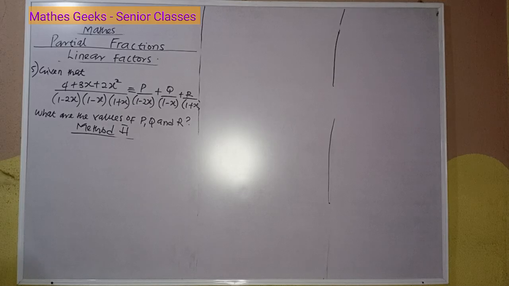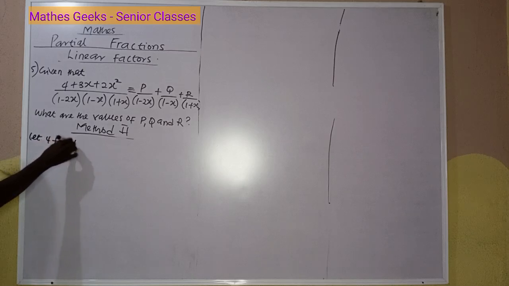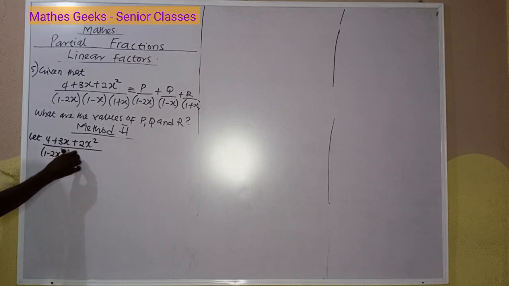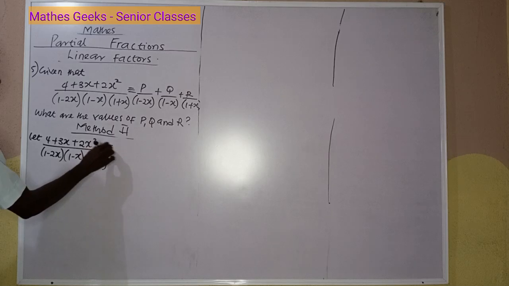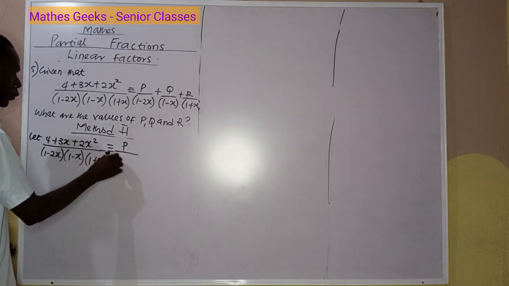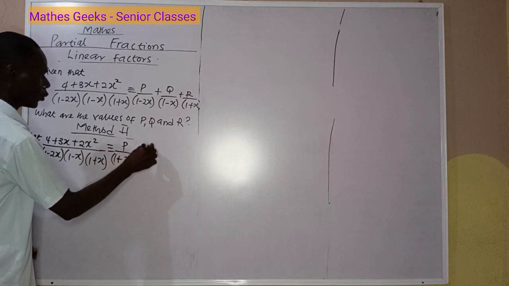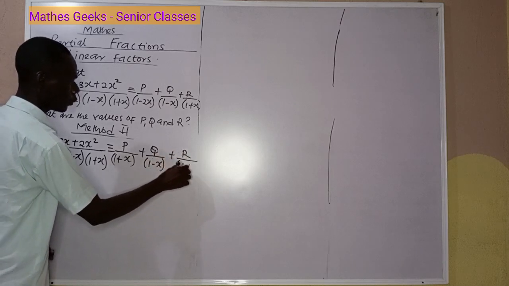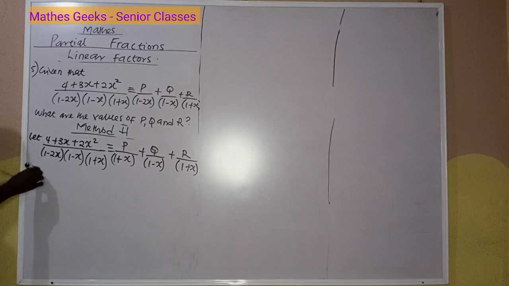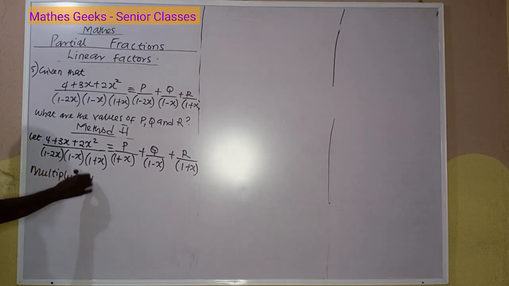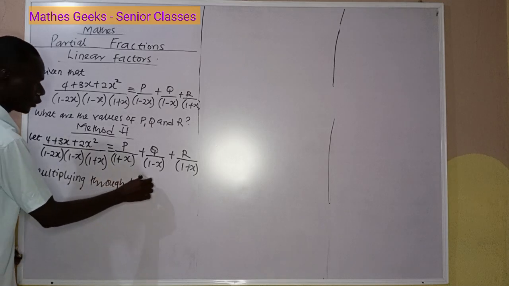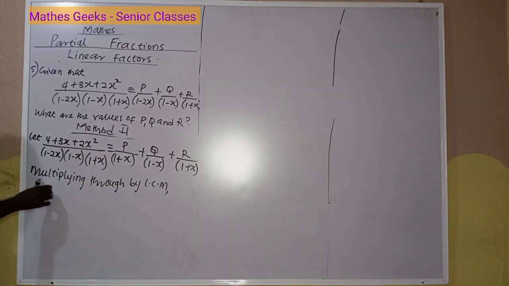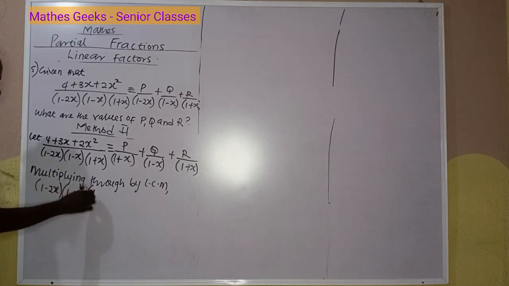Okay, so let's look at the second method. Let (4 + 3x + 2x²) / ((1 − 2x)(1 − x)(1 + x)) be identical to P/(1 + x) + Q/(1 − x) + R/(1 + x). Okay, so multiplying through by the LCM, which in this case is (1 − 2x)(1 − x)(1 + x).